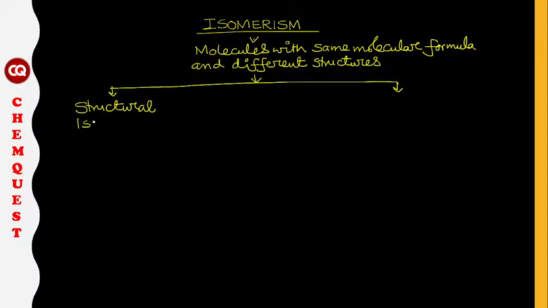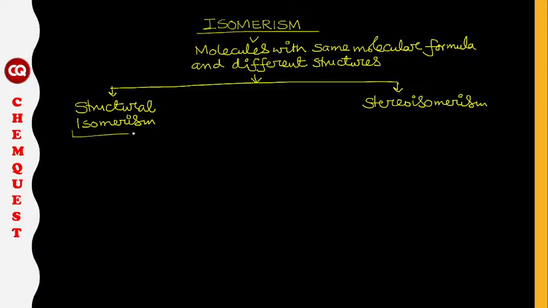Structural isomerism, and the second one is stereoisomerism. Stereoisomerism means different arrangement in three-dimensional space. Now the first one, structural isomerism. Different structural isomerisms are there.